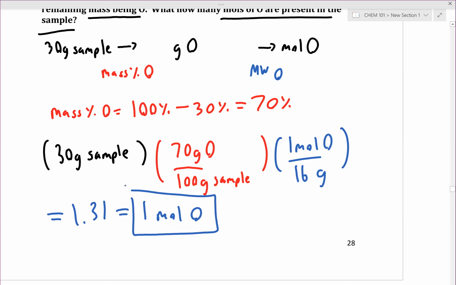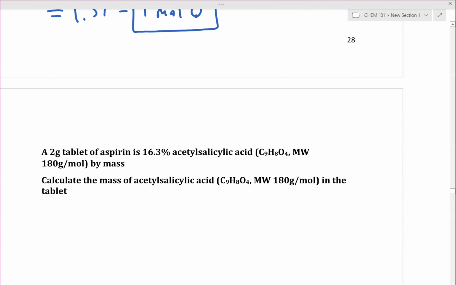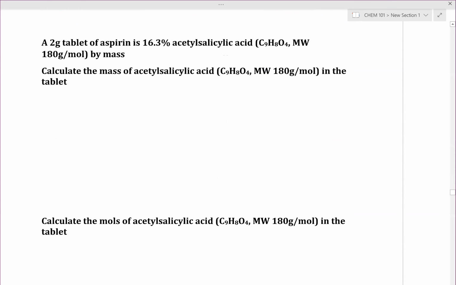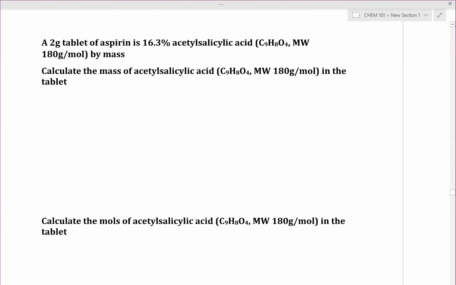Does that make sense to everyone? Okay. So now we're going to take a little bit of a dive into more complicated problems. These are the types of problems that you'd probably see on an exam. Rather than just involving single-step calculations, they involve multi-step calculations using different conversion factors. So let's take a look at this problem and try to highlight key features of it.